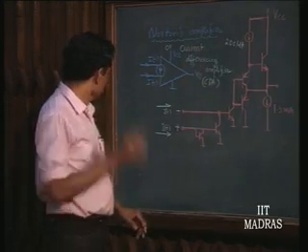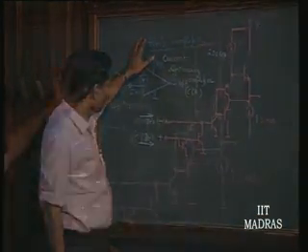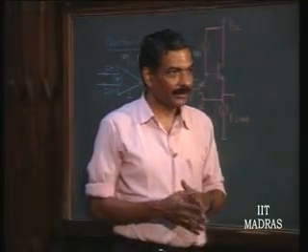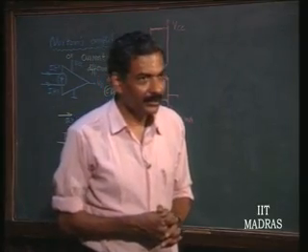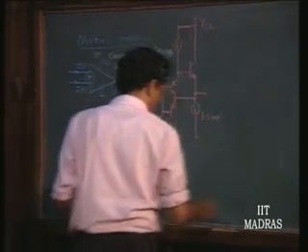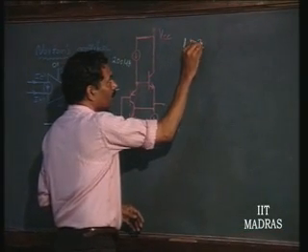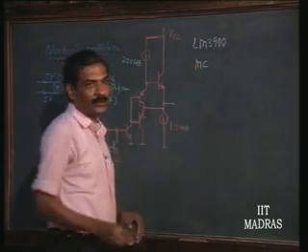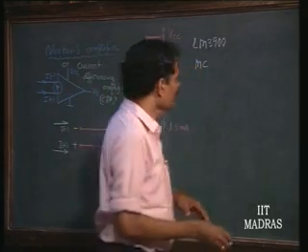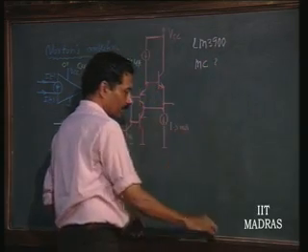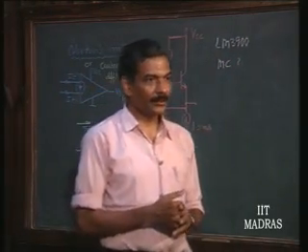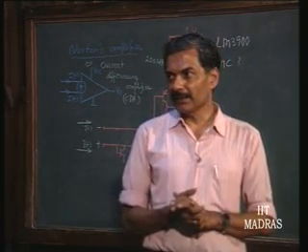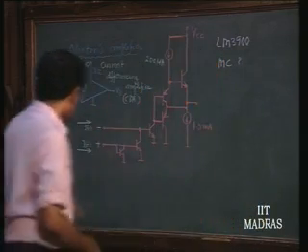And this particular thing is manufactured by National Semiconductors, LM 3900, or MC, what is the other number given? Motorola also manufactures this particular Norton's amplifier, current differencing amplifier. But anyway, the strategy employed is totally different. Let us see what it is.